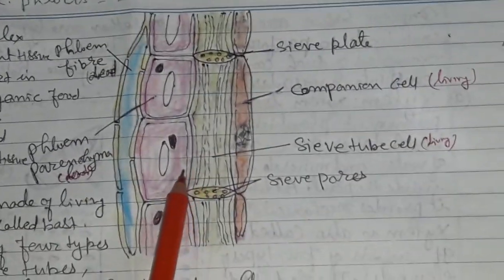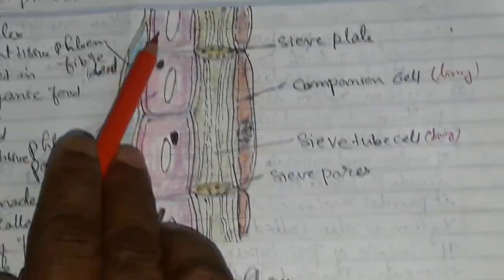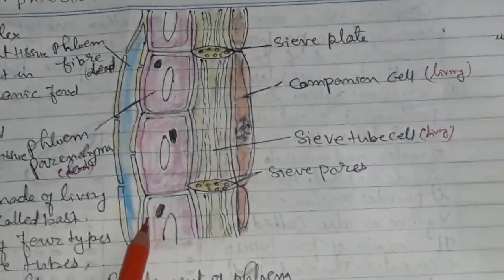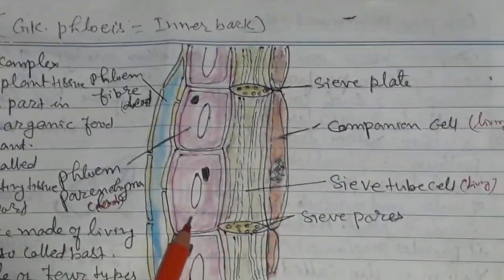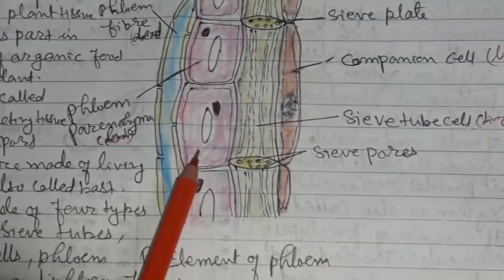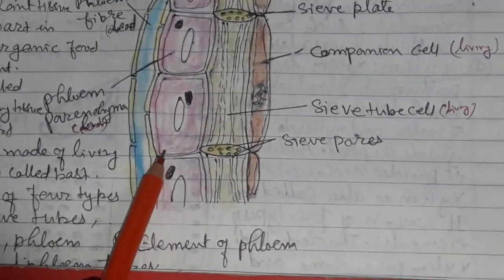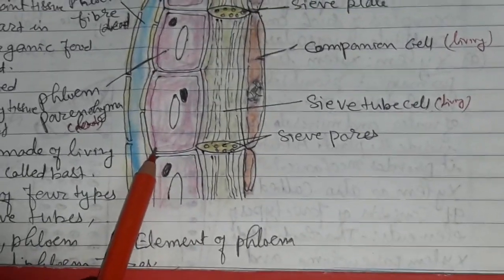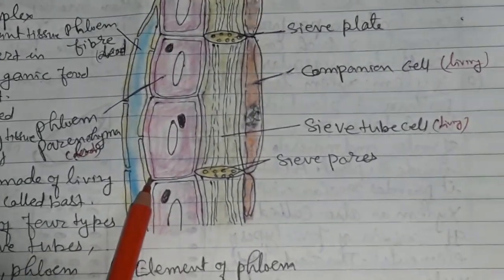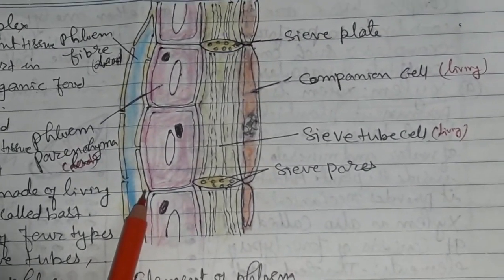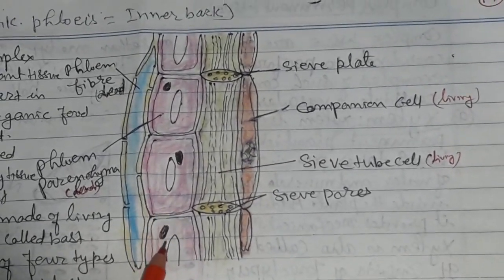Next आता है phloem parenchyma. This is the diagram of the phloem parenchyma. It is the parenchyma present in the phloem, and cells of the phloem parenchyma are thin-walled and living. They have two functions. One is the storage and slow lateral conduction of the food.